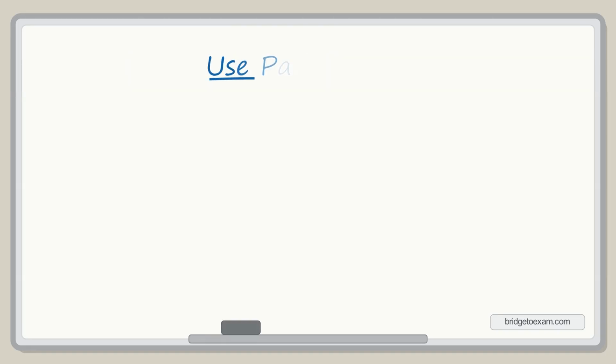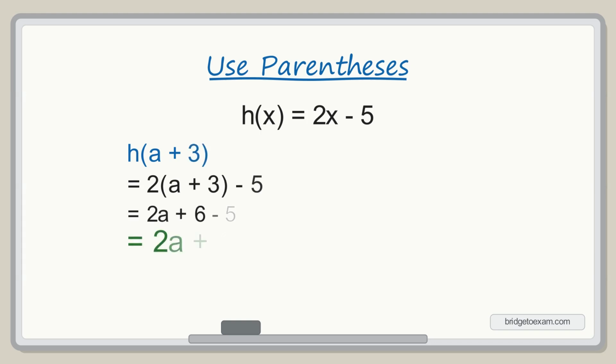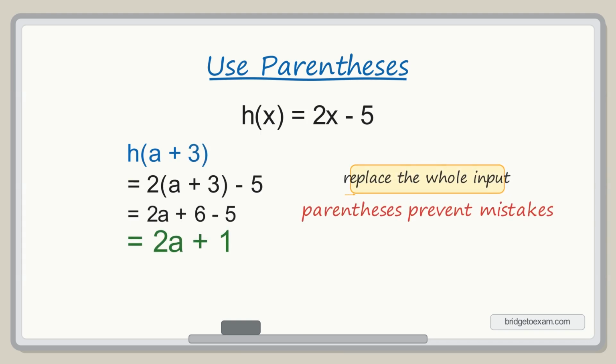For algebraic inputs, replace the entire input with parentheses. If h of x equals 2x minus 5, then h of a plus 3 is 2 times the whole quantity a plus 3 minus 5. The simplified result is 2a plus 1.